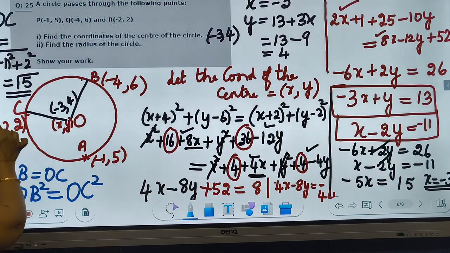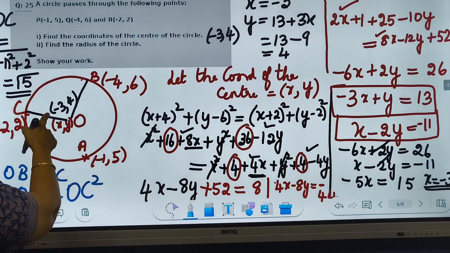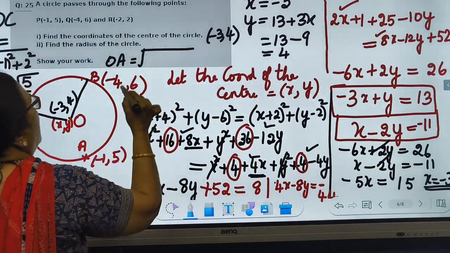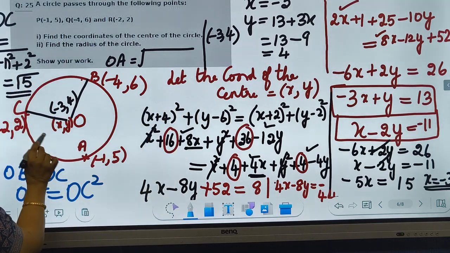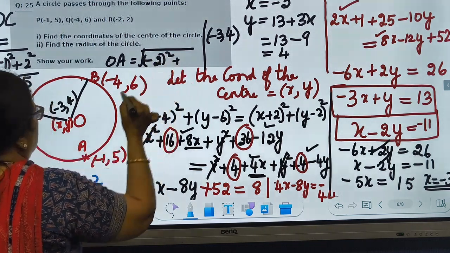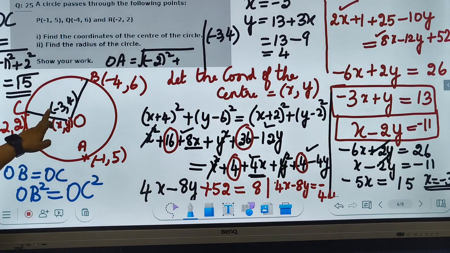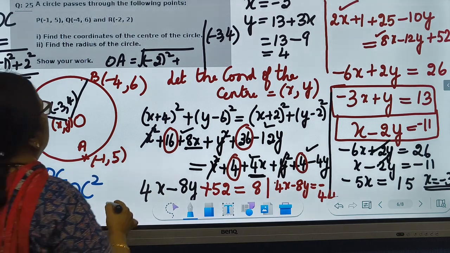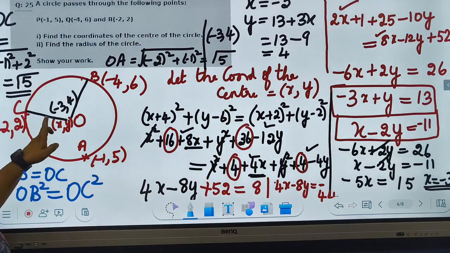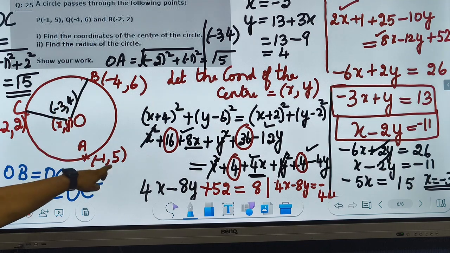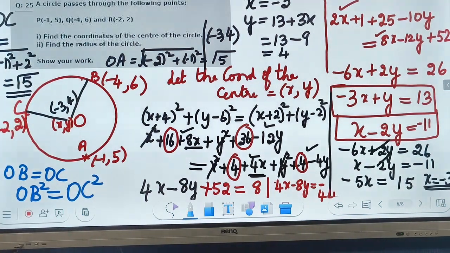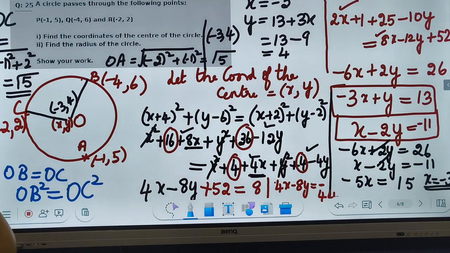So the radius is the distance between any 2 points. You can verify with this also. So what will you get here? If I take OA, what is OA? Equal to root of x2 minus x1. So minus 3 plus 1, minus 2 square plus 4 minus 5 is minus 1 square. 2 square plus 1 square, which is 5. Again it is root 5. So the radius is root 5. The coordinates of the center is minus 3, 4.